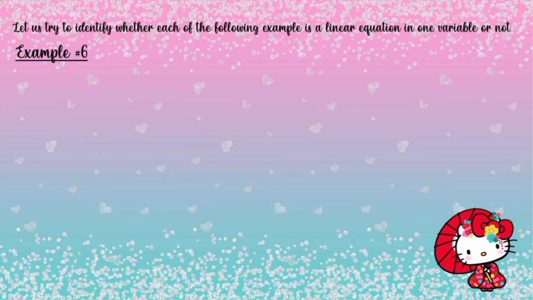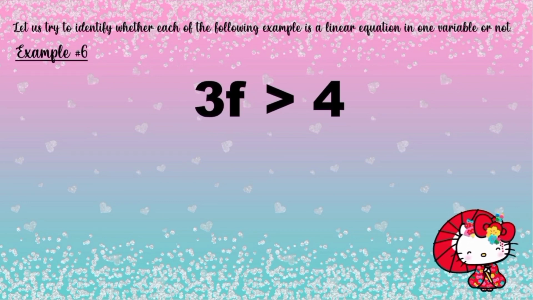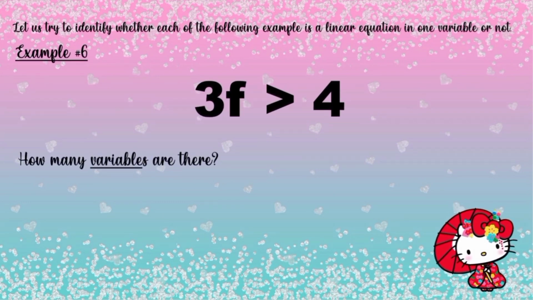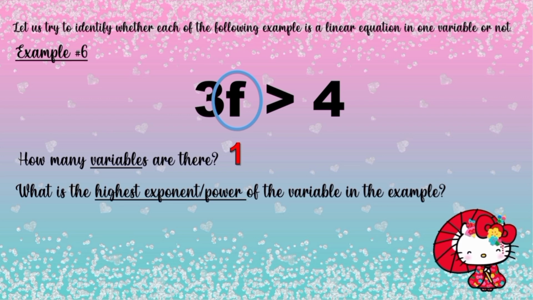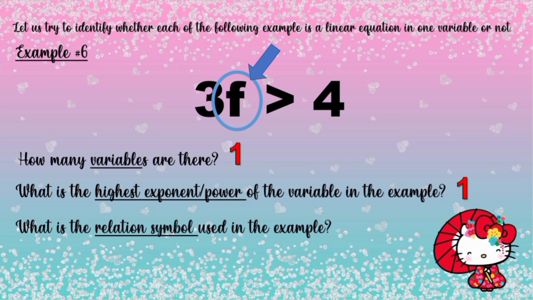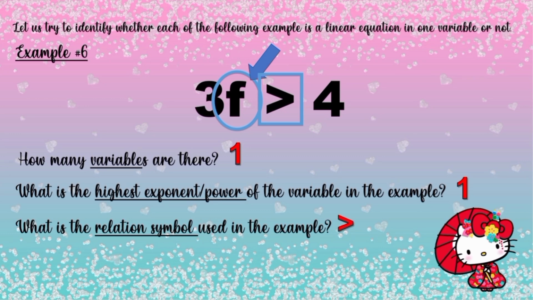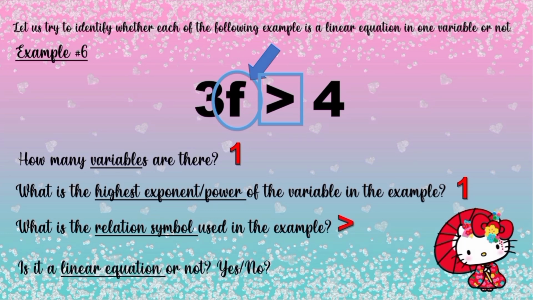Example number 6. 3f is greater than 4. How many variables are there? We have f and that is 1. What is the highest exponent or power of the variable in the example? The exponent is 1. What is the relation symbol used in the example? We use greater than. Is it a linear equation or not? No, because of the inequality symbol greater than.